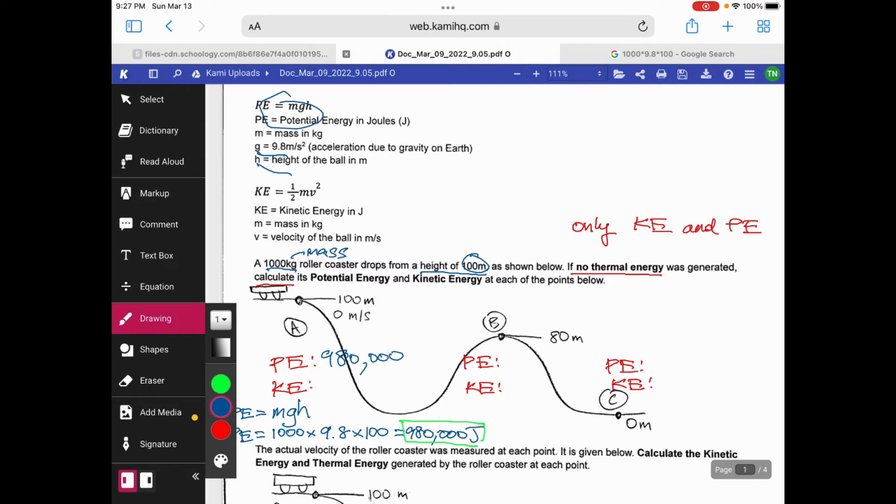And what is the cart's kinetic energy at point A? Well, the cart has a velocity of 0 meters per second. And so because its velocity is 0, the cart's kinetic energy at point A is 0 joules.